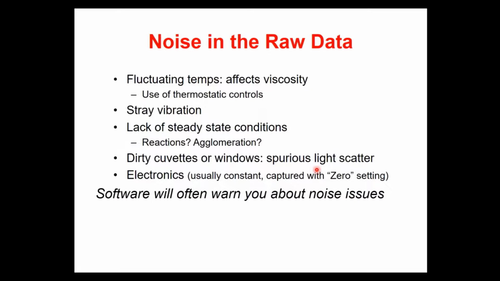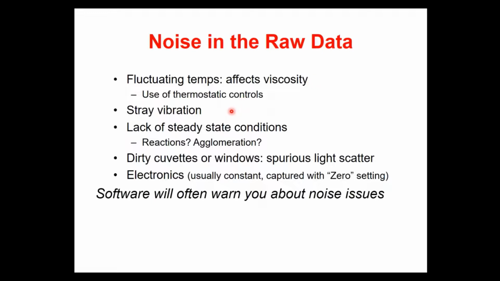Noise is something that sometimes you have control over, sometimes not. Noise in the form of fluctuating temperatures is something you have control over. Fluctuating temps will change the viscosity, and hence the calculation will not be as accurate. If your system does not already have a thermostatic stabilizer, a thermostatic bath, then that's something that you probably want to try, or at the very least, make sure your sample is well equilibrated to room temperature so that you haven't just taken it out of the fridge, so it's changing temperature and the viscosity is changing as you go.